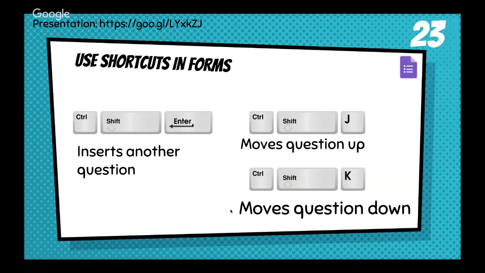Using shortcuts in forms, and I know everybody loves using forms, but sometimes we're just trying to find quicker ways to do things in forms. And so here's some shortcuts that you can go ahead and utilize. Control, Shift, and Enter inserts another question. This is going to save you time from going to the side menu and clicking that plus sign. Or you can move the question up, or you can move the question down. So those people that are out there that love their keyboard shortcuts, hopefully this helps you when you're using Google Forms, that you don't always have to use your mouse click to do it.